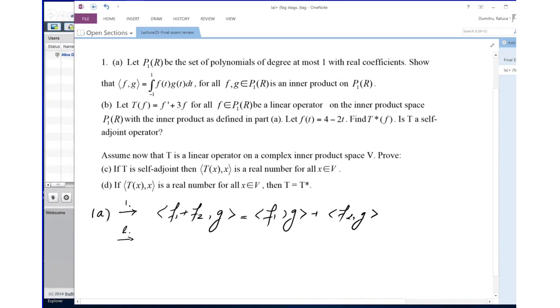Second property. The inner product of CF with G should be the same as C times the inner product between F and G. It's a vector space over R, so for any scalar C in R. Again, that would mean the integral of C times F times G, and C, the scalar, can be pulled out of the integral sign, so straightforward. What else?